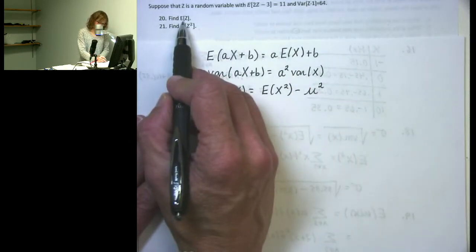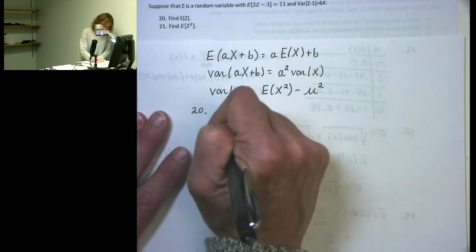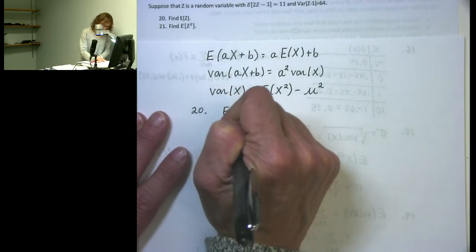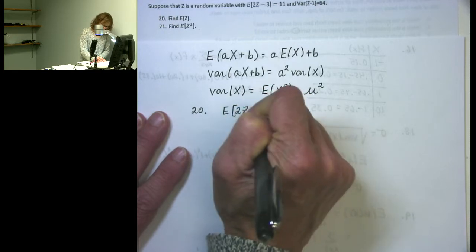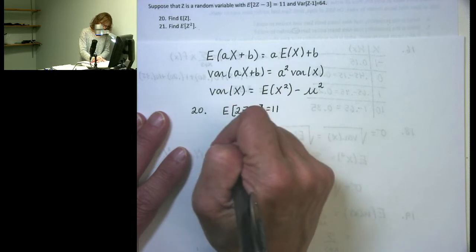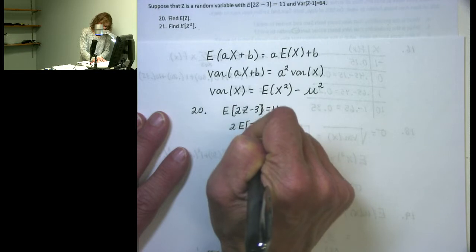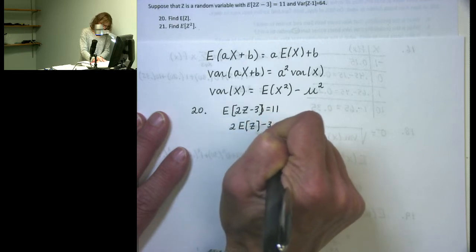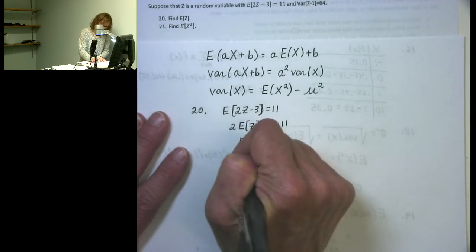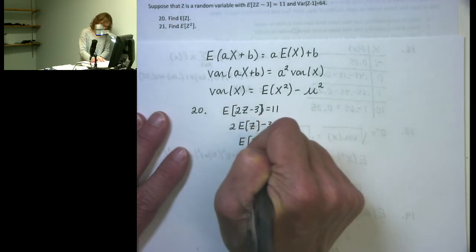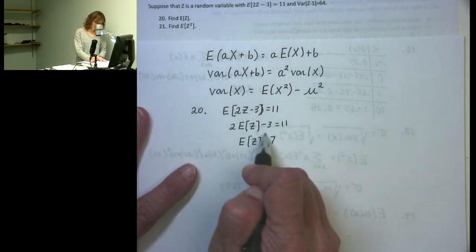Now, first of all, I need to find the expected value of z for number 20. I know that the expected value of 2 times z minus 3 is equal to 11. This means that 2 times the expected value of z minus 3 is equal to 11, which means that the expected value of z must be equal to 7. Right, so there's our answer to question 20.